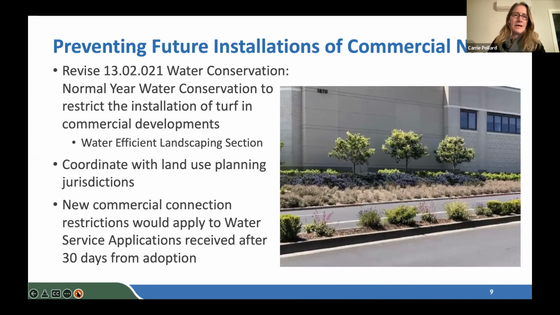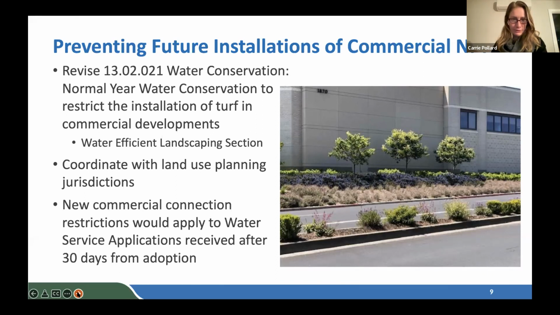When we look at preventing the installation of commercial non-functional turf, what we would want to do is revise our current code to restrict the installation of turf in commercial developments. We already restrict the installation of turf in medians. So, for example, that center median, if it were going through our landscape plan review today, would not be approved. So making changes like that. And those all live within the water efficient landscaping section of our code.